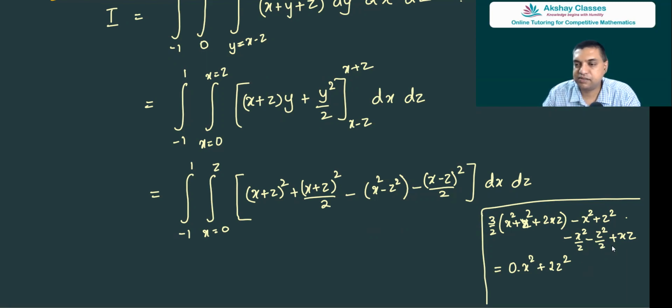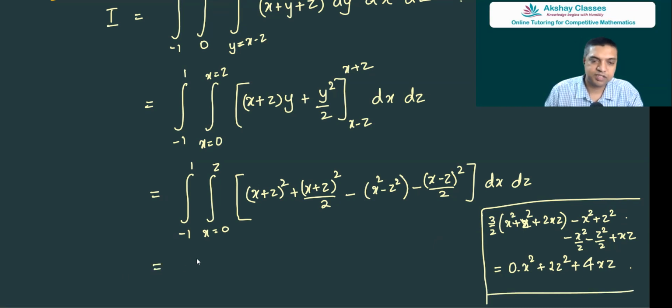And then xy term. So 3 upon 2 times this will give you 3xz plus 1, 3 plus 1, we are getting 4xz. So this will be the simplification. So 2z square plus 4xz. So this is integral minus 1 to 1, integral x equal to 0 to z. We are left with 4xz plus 2z square.